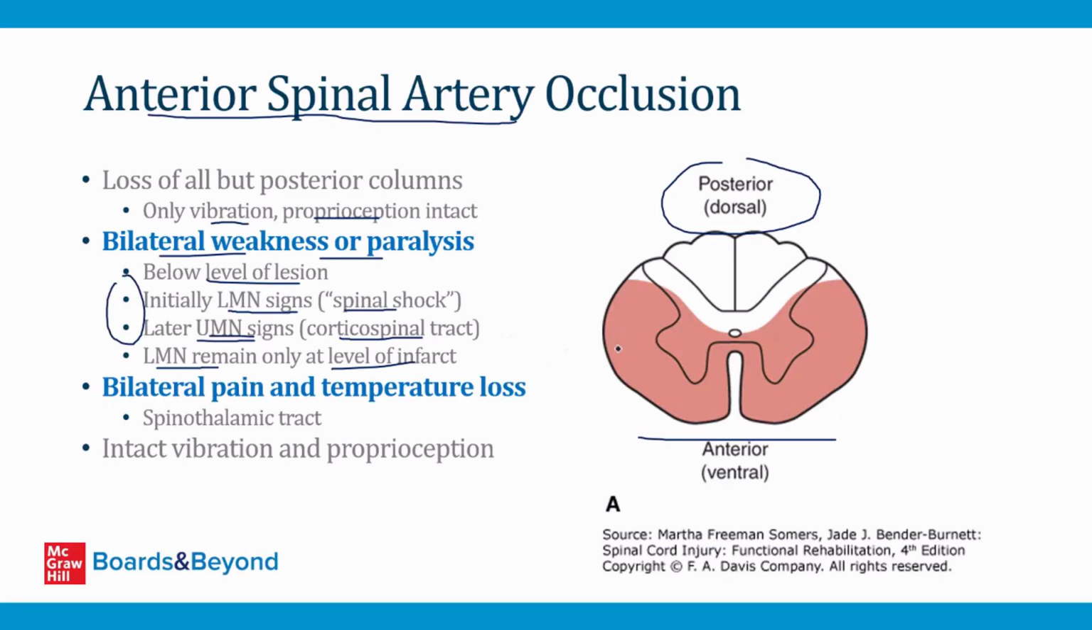And then in terms of sensory information, you have the spinothalamic tracts running out here in this region of the spinal cord that's damaged. So you're going to have bilateral pain and temperature loss below the level of the lesion. As I said before, only vibration and proprioception will remain intact.